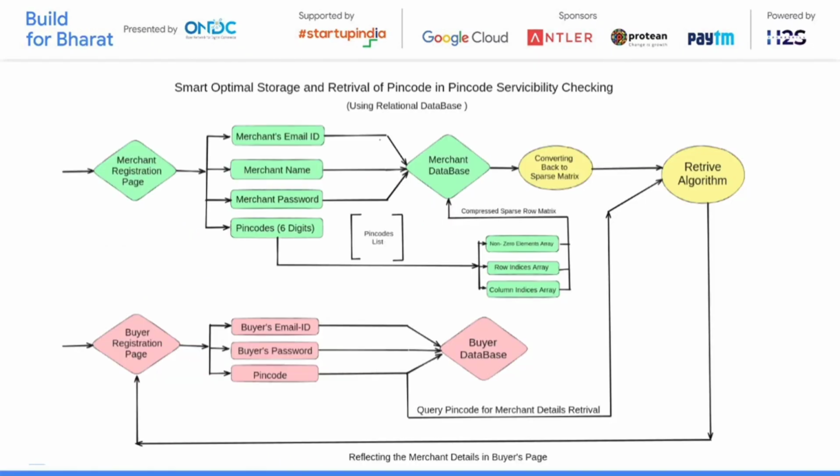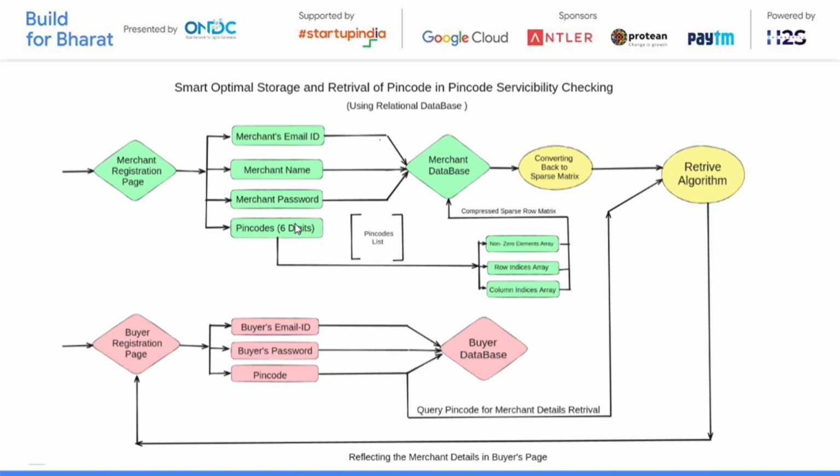Now, smart optimal storage and retrieval of pin code in pin code serviceability checking using a relational database. Now, talking about the merchant registration page, there are the following four fields: the merchant's email ID, the merchant's name, the merchant's password, as well as the pin code.